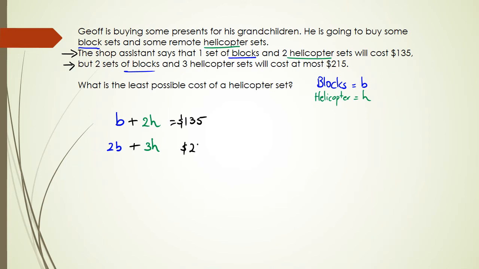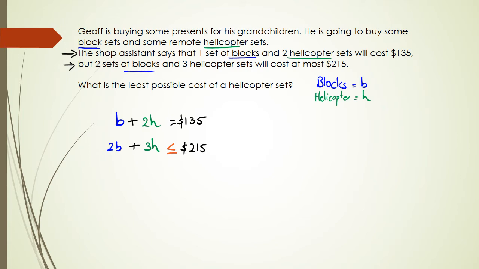Now basically that means these items will not cost more than $215. So we actually have to use this particular symbol here, which is less than or equal to, because that's at most $215. Okay, so at this point, guys, we've basically set up two equations, and what we need to do is rearrange, substitute and solve.